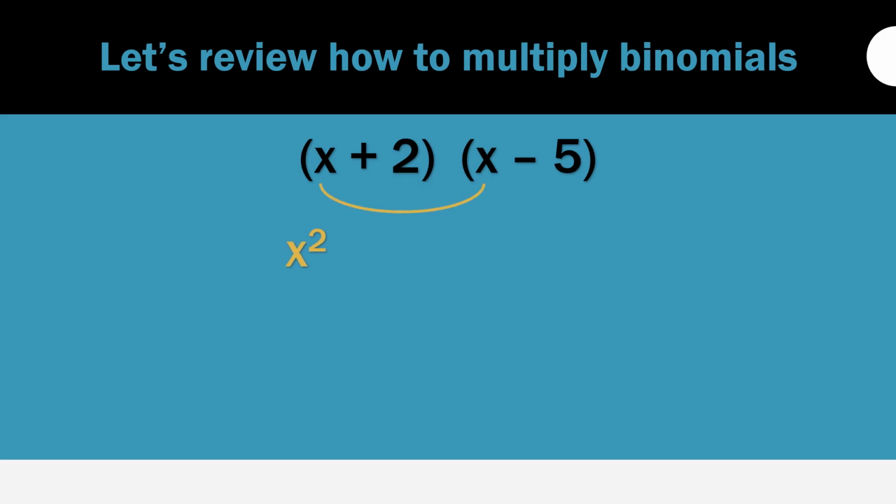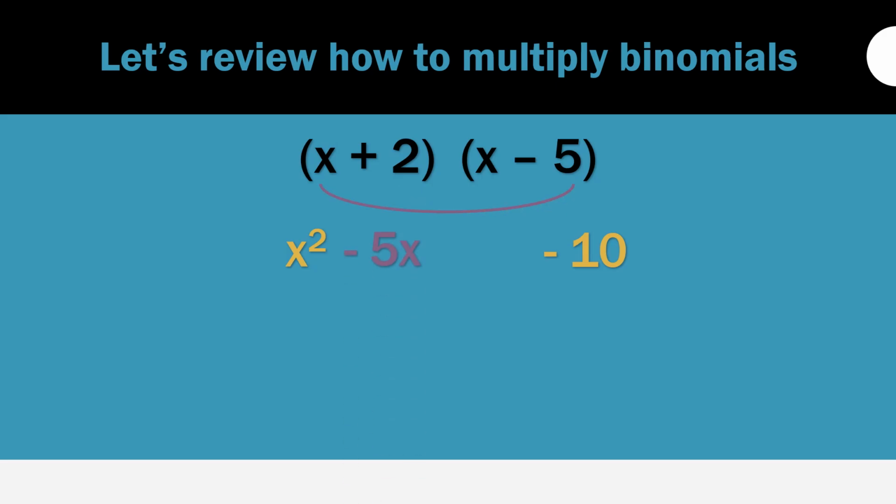Well, what I like to do first is multiply each of the first terms in the parentheses together. X times x is an x squared. I also want to multiply the last terms together. The positive 2 and the negative 5. That gives me a negative 10.